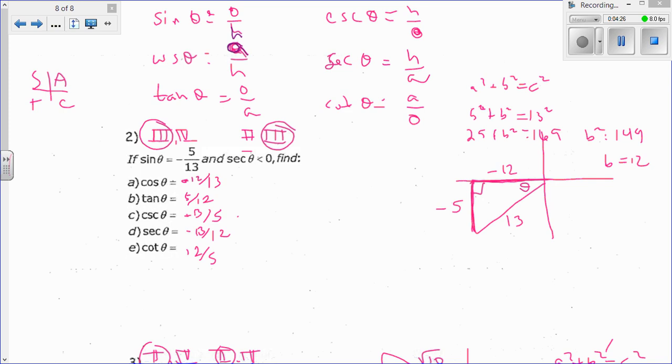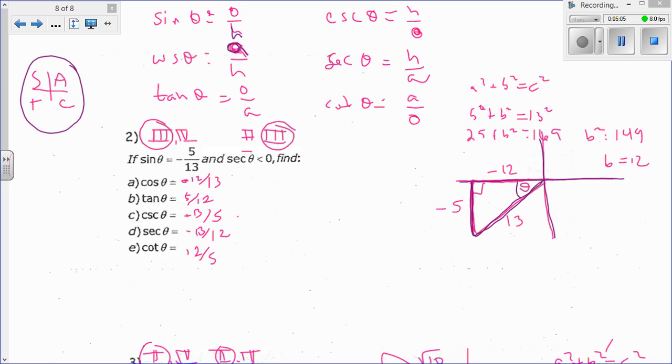So a few things that we need to remember is all students take calculus. And in order to do these problems, I have to figure out what quadrant I'm in first. So if sine theta is equal to negative 5 over 13, that means sine is negative. If sine is negative, I'm in quadrants 3 or 4. And secant theta is less than 0, that means secant's negative, and secant is negative in 2 and 3, so that puts me in quadrant 3. So I draw my axes over here, and then I draw a right triangle, and I label my triangle.